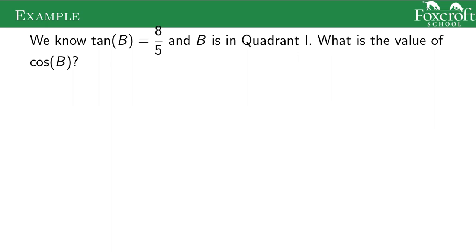Tangent of B is 8/5. Again, you can make any right triangle you want and call any angle you want B. And then tangent, based on SOHCAHTOA, TOA, is opposite over adjacent. At the same time, that needs to be equal to 8/5. So my opposite side is going to be 8, and my adjacent side is going to be 5.